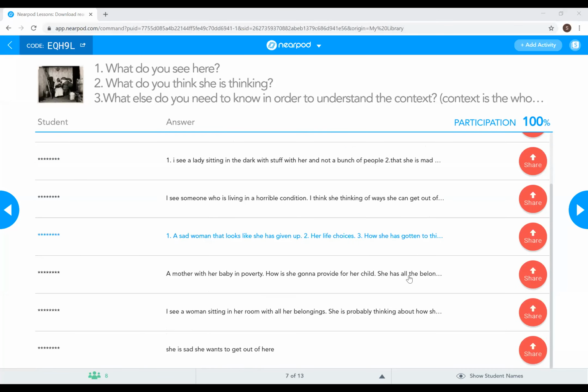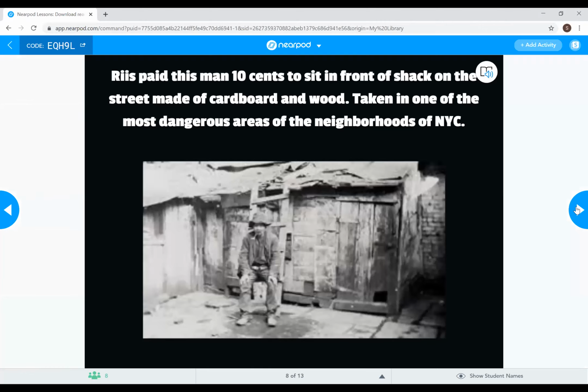So let's see if we have, okay, good. We have answers for everybody now. All right, so here's the third one. Reese took this picture. He reported that he paid 10 cents to this man to sit in front of this shack. It's not colored, but what we can see is cardboard, wood, sometimes tin sheets that they find lying around.